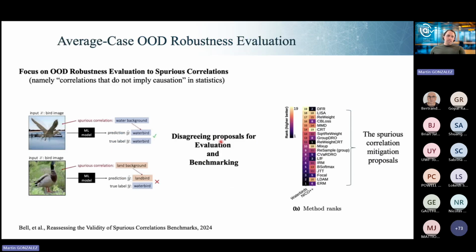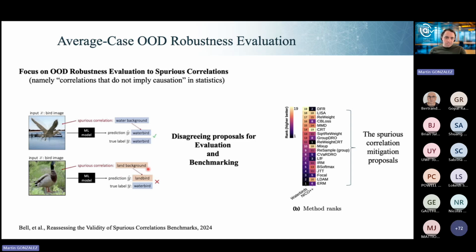And if you look at another example, where you focus on OOD robustness to spurious correlations, namely correlations that do not imply causation in statistics, like you train a model to distinguish if you have a water bird or a land bird, and you think that the model is doing great until you put a water bird in a land background, and suddenly your model starts to perform badly simply because it picked up the background as a part of the features of a water bird or a land bird, which is exactly what spurious correlations are.